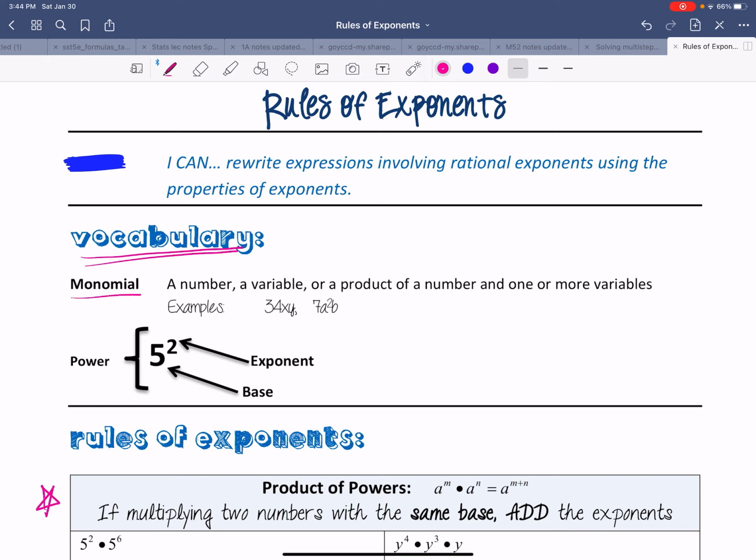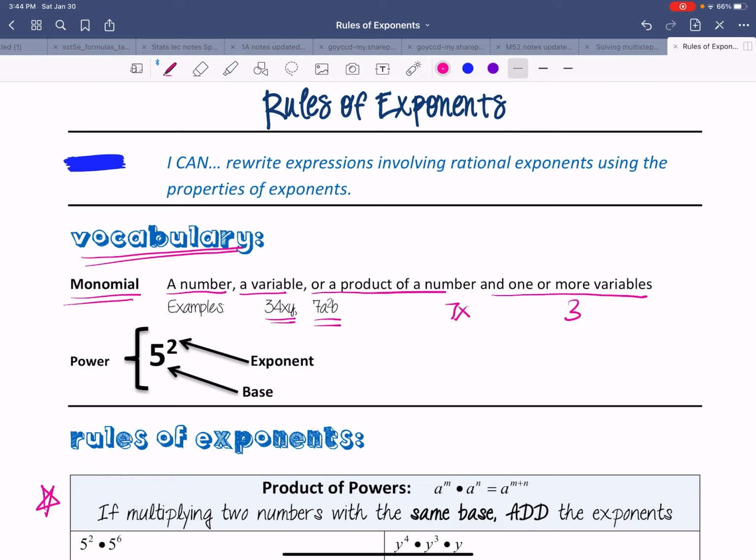What is a monomial? A monomial is a number, a variable, or a product of a number and one or more variables. For example, 34xy. It's a product of numbers and more than one variable. Another example can be 7a squared b. It's a product of a number and one or more variables. Okay, so 7x is also a monomial.